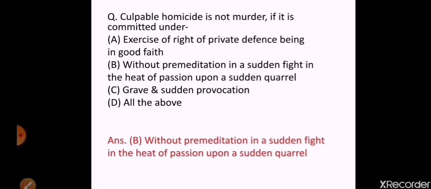So this question is also important, where it says that culpable homicide is not murder if it is committed under. So you have to remember. Fine. Option number B is the right answer.